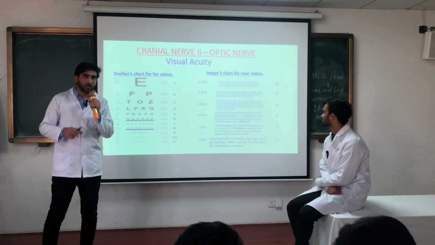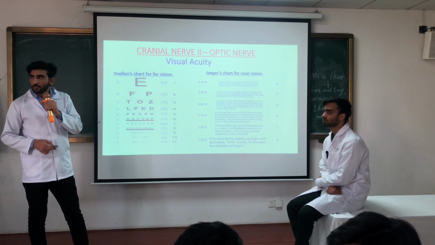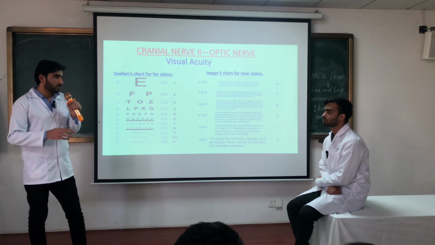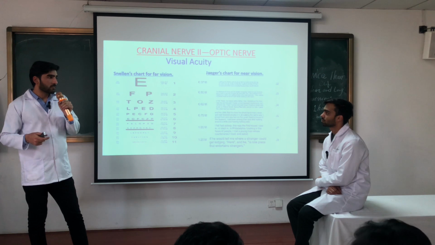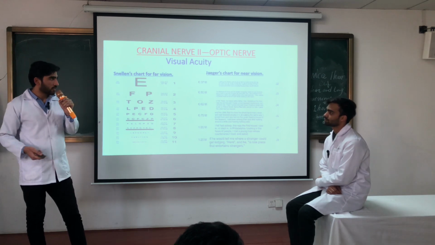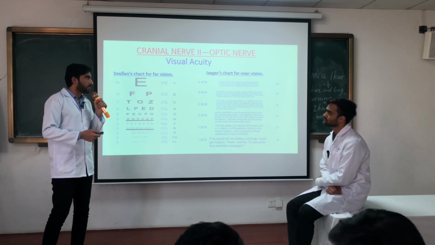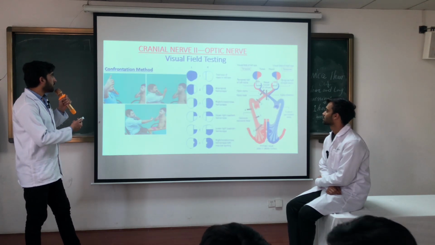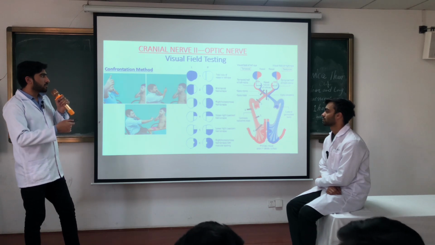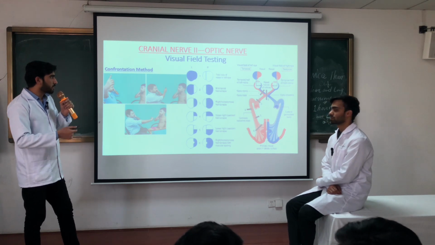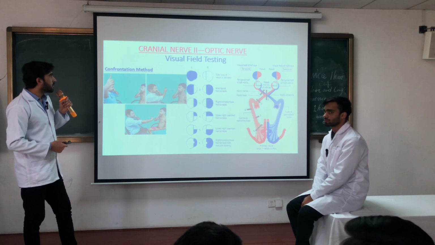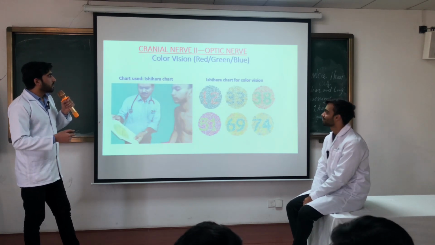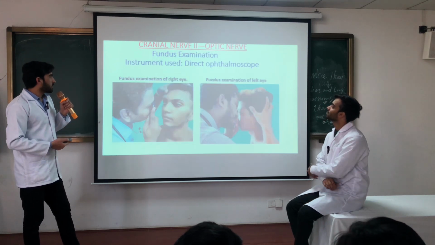We have to ask the patient to read the sentence, read these words from Snellen charts and Jaeger charts for near vision. And also visual field testing, because if there is any disturbance in the tracts in the pathway of vision, we can use visual field testing. And for color vision, we use Ishihara charts for color blindness.